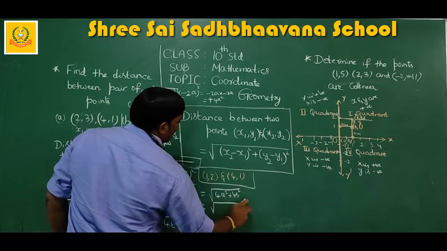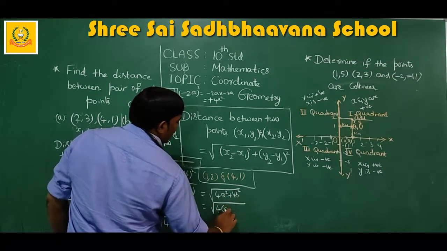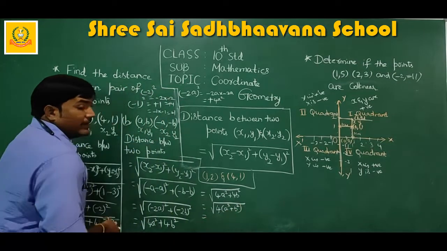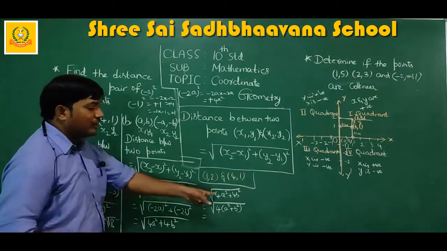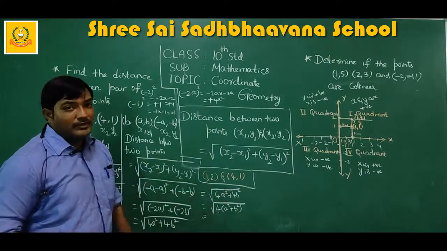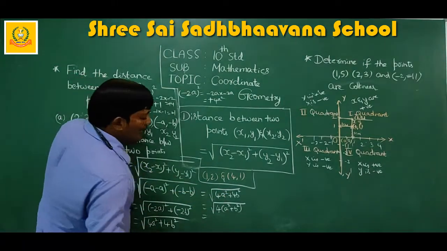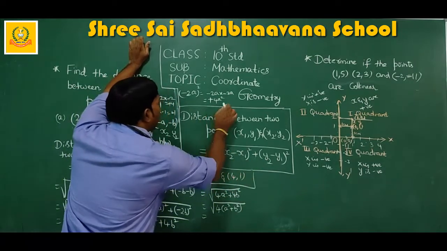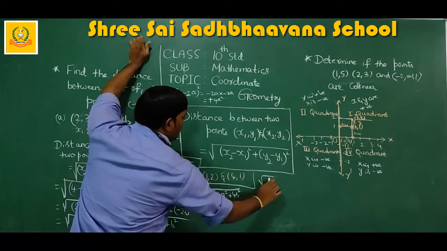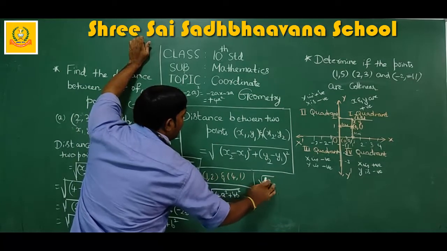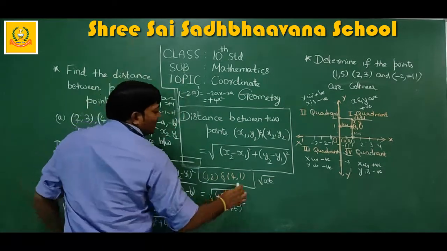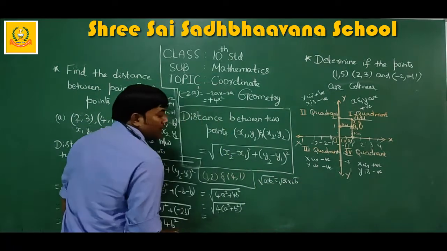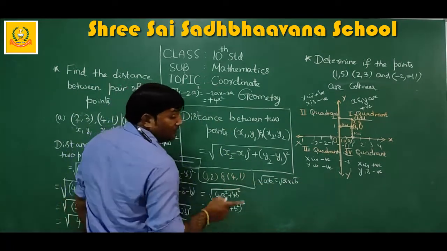So, here you see, still we can simplify this. 4 I can take common from this. Take 4 common, because 4 is there with both the terms. And you can remember one formula: root of a b, or root of a into b, which is nothing but root a into root b, correct?